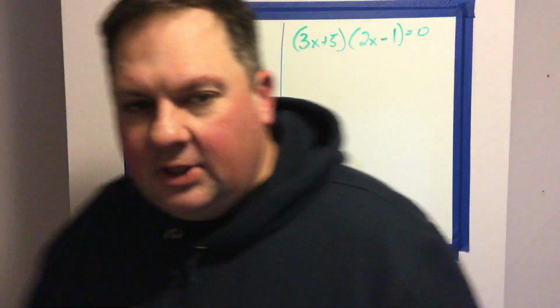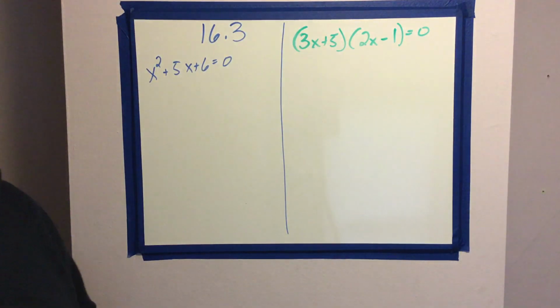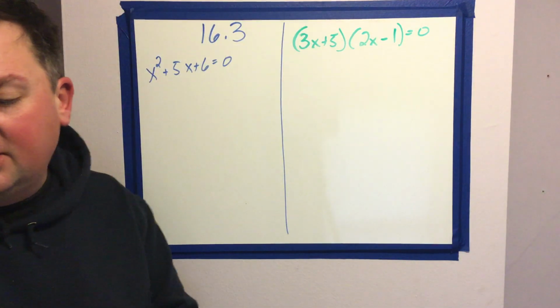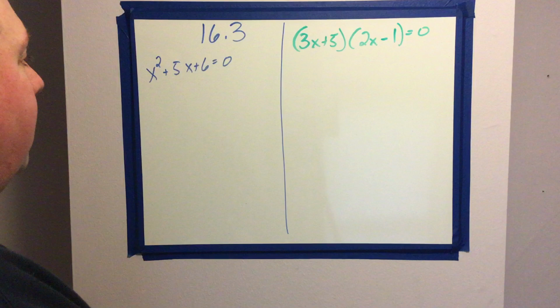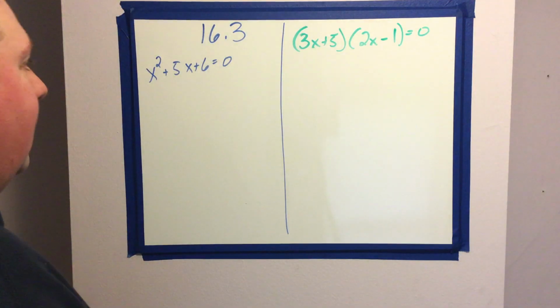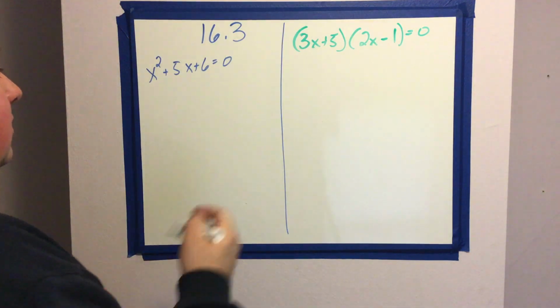This is Mr. Roush, and I'm going to be talking about Module 16.3, which is solving ax squared plus bx plus c equals 0 by factoring. So if you remember from yesterday and the day before, that lesson from 16.2, we actually had to factor this out and find our zeros here.